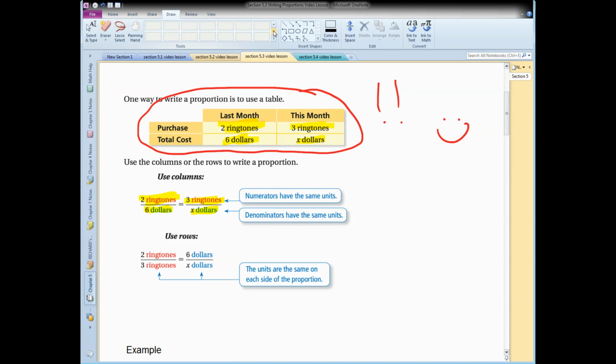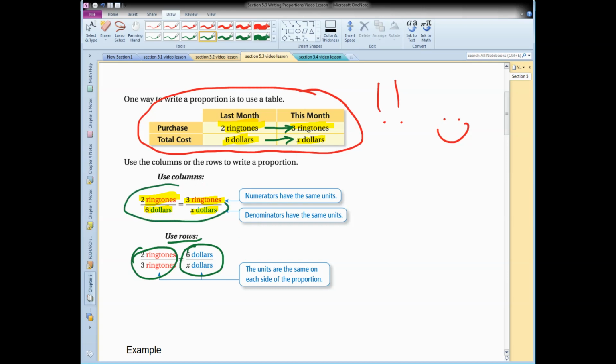So you can write a proportion like that. Another way you can do it is we can focus on the rows, where I can say 2 ringtones to 3 ringtones is equivalent to $6 for every X dollars. Which one are you going to use? That's totally up to you. I like using the columns. Why? Because this looks like a ratio already with this line right here. So I like to use the columns.